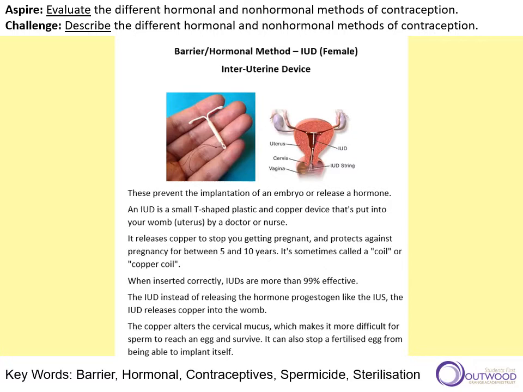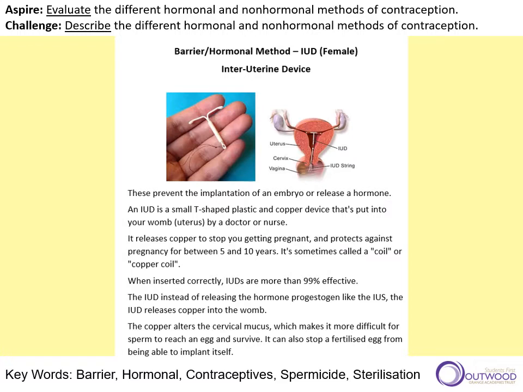An IUD is a small T-shaped plastic and copper device that's put into your womb by a doctor or a nurse. What does it do? It prevents implantation of an embryo or release of a hormone. It depends on which one it is. It doesn't stop fertilization occurring. So the sperm still reach the egg, and when it's fertilized, it would form an embryo, so it gets implanted within the uterus wall. However, this stops it from doing it. So it doesn't stop fertilization from occurring, but it stops it from being implanted. Alternatively, it can release hormones, or it could do both.